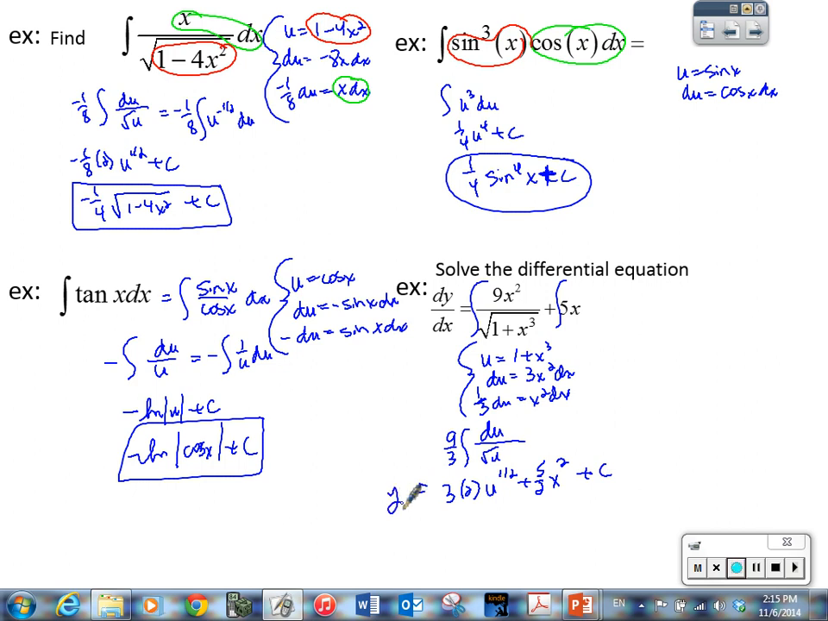And that has also been bothering people all day long. I'll talk about that in just a second. Let me clean it up. Let's put the u back in. So y equals 6 square root of 1 plus x cubed plus 5/2 x squared plus c. That is my answer. Now let's talk about why I don't have a couple c's.